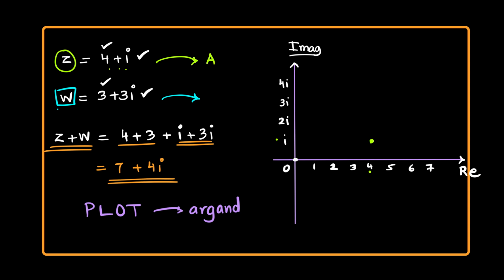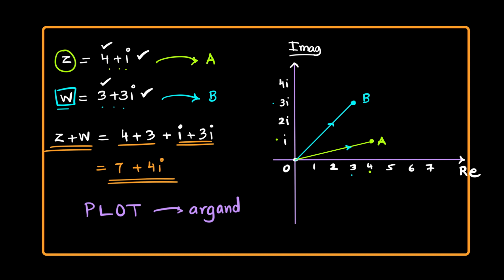Now let's move to w. w is 3 plus 3i. So this is 3. This is 3i. So 3 plus 3i is over here. Let me label it by the alphabet B. So what I can do now is draw two lines from the origin. The first line I'm drawing is from O till A, and I'm labeling this point as A. The second line that I'm drawing is from O till B. This is like a vector. So OA is a vector, OB is a vector.